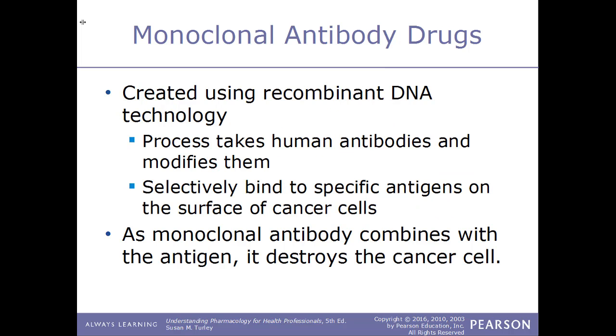Our next kind of chemotherapy drug we'll talk about are monoclonal antibody drugs. These are created using recombinant DNA technology. This process will take a human antibody and modify them, and these will selectively bind to specific antigens on the surface of cancer cells. As a monoclonal antibody combines with the antigen, it destroys the cancer cell.